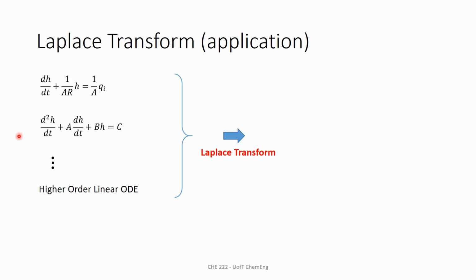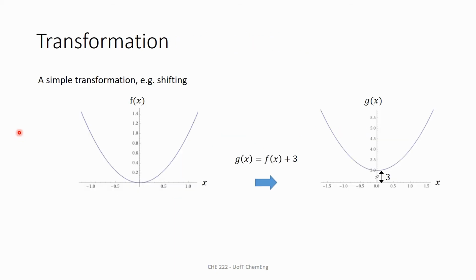And what it does is pretty simple. Laplace transform converts a linear ODE to an algebraic equation. And when we have an algebraic equation, it is much easier to solve it analytically. But before we define Laplace transform, let's just remind ourselves of transformation in general.